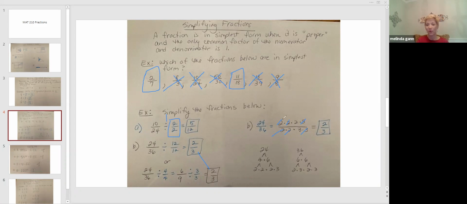So it's really quick. Remember, when you're dividing, what you're really doing is you're saying that's a 1. 2 divided by 2 is a 1. 2 divided by 2 is another 1. And 3 divided by 3 is another 1. And 1 times 1 times 2 times 1 is 2. And 1 times 1 times 3 times 1 is 3. So that's the way you're probably going to see me doing the simplification because it's very easy.